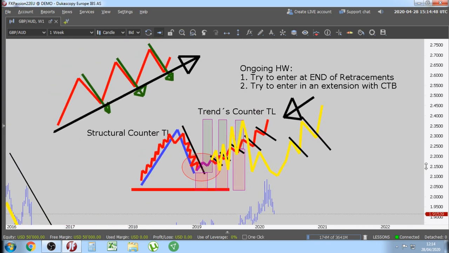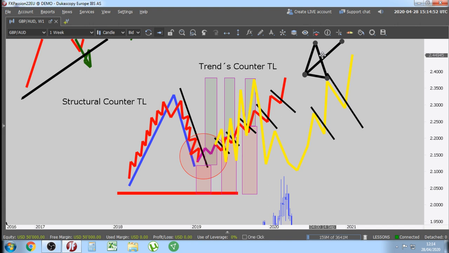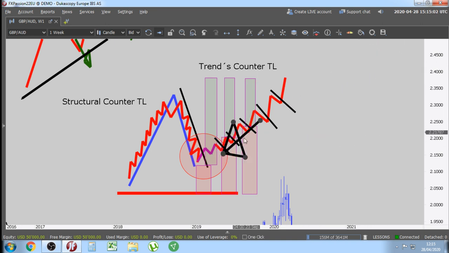So, as we said, we have the structure counter trend line, right? Like in here, which gives us the best risk reward ratio based on structure. But if you didn't enter, or if you won't enter, or you are going to miss, tomorrow and the day after, and the next day again, we can re-enter with the trend's counter trend line breaks.